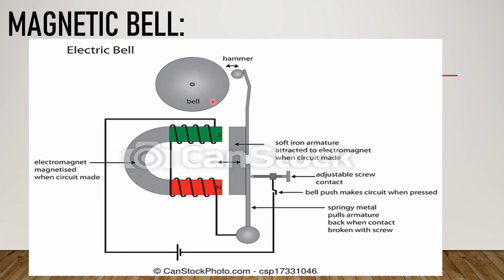3. On getting attracted to the magnet, the soft iron strip loses contact with the screw, because of which the circuit breaks. The electromagnet loses its magnetism and the soft iron strip goes back to its initial position and touches the screw. This completes the circuit again and the current flows once again in the closed circuit. 4. As long as the switch is closed, all three steps are repeated and we hear the ringing of the bell.